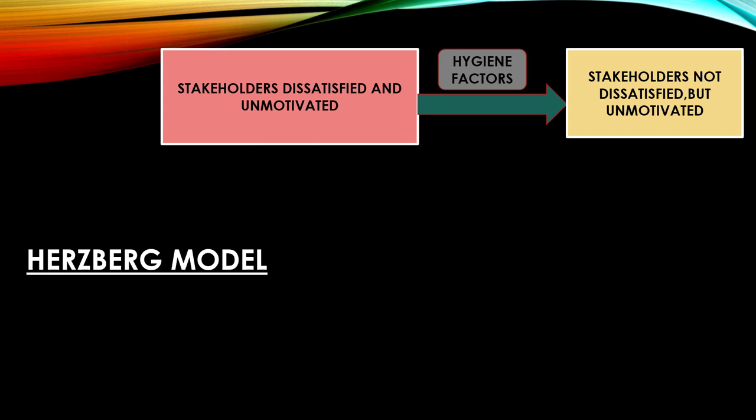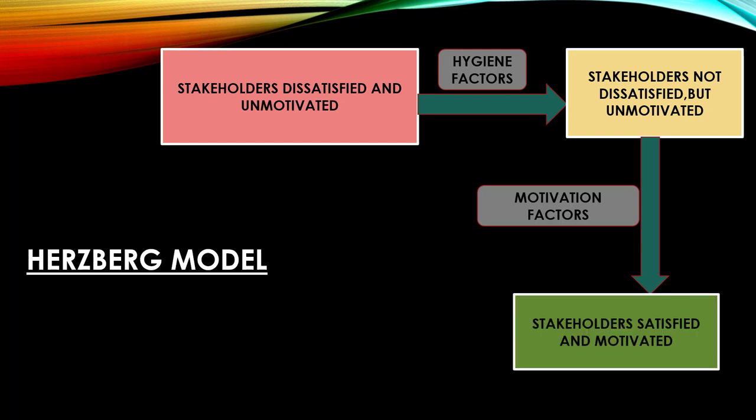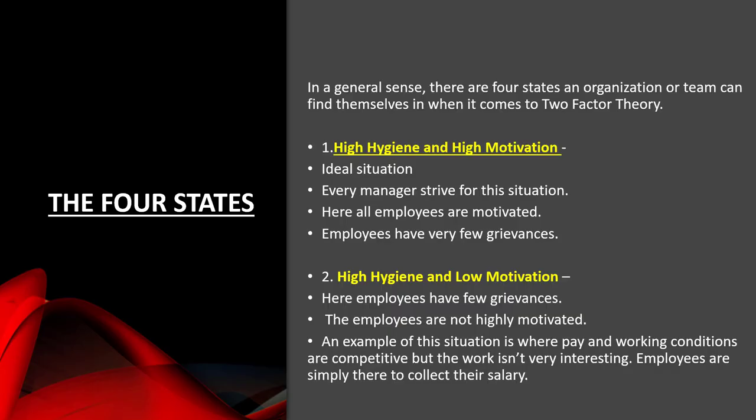So what can be done to increase the motivation level of the employee? The employee can increase or enhance the motivation factors which are present at the workplace. Now, with the motivation factor and positive frame of mind, the stakeholders will be satisfied and motivated. So with this Herzberg model, the managers can get an idea where they can use hygiene factors and motivation factors and how they can make their employee both satisfied and motivated.